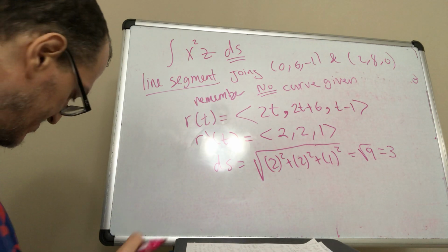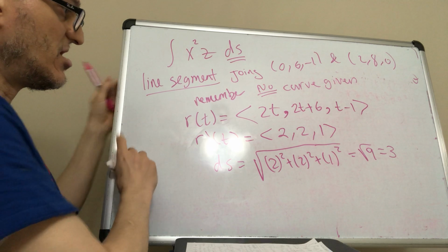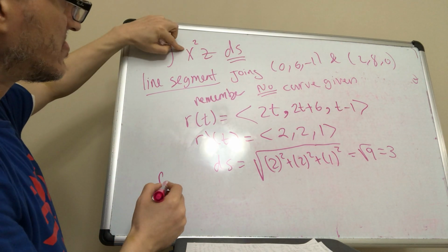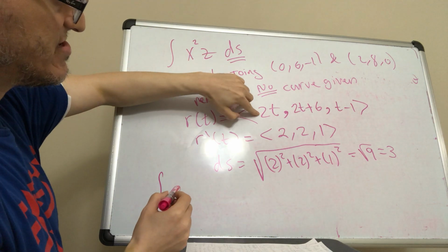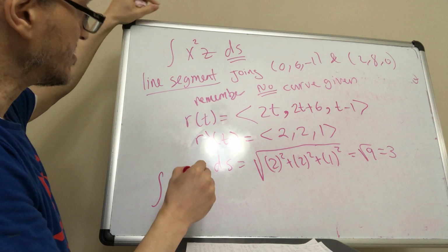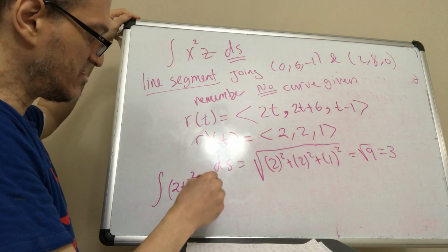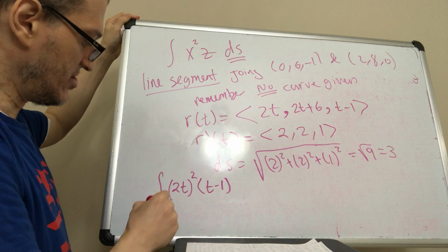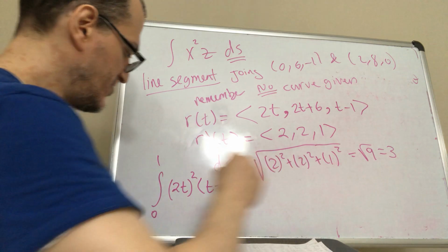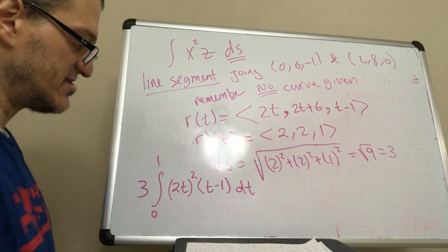So now I'm going to erase some of this. I'll leave it. So now we integrate. Instead of x squared, this is my x, so I put 2t squared. Instead of z, I put my z, t minus 1. I know I'm going from 0 to 1. Instead of ds, I put 3. I can put it outside. And everything is in dt.